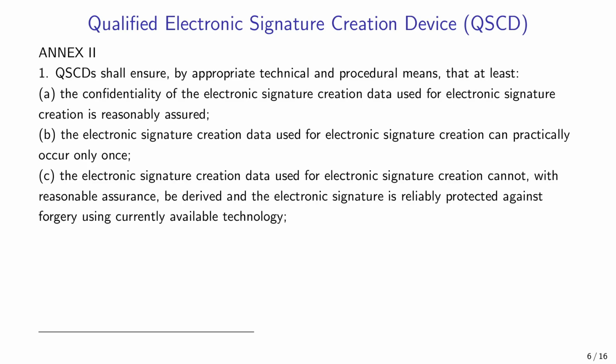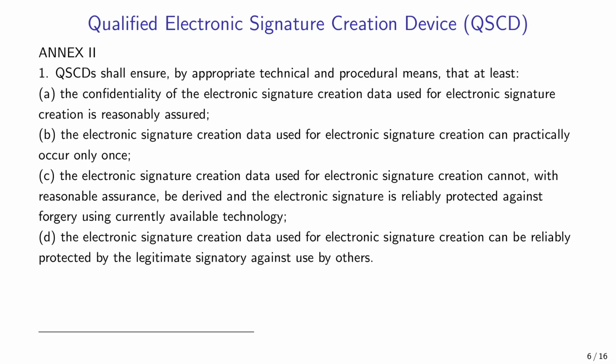And C, the electronic signature creation data used for electronic signature creation cannot, without reasonable assurance, be derived, and the electronic signature is reliably protected against forgery using currently available technology. Meaning that the security level of crypto primitives used is high enough such that the private key could not be calculated from the public key. So, if you remember the Estonian ID card ASiC-E generation flaw, this was a good example where this requirement was not fulfilled, but yet the Estonian government made the political decision to continue using the affected ID cards for several weeks after the flaw was discovered.